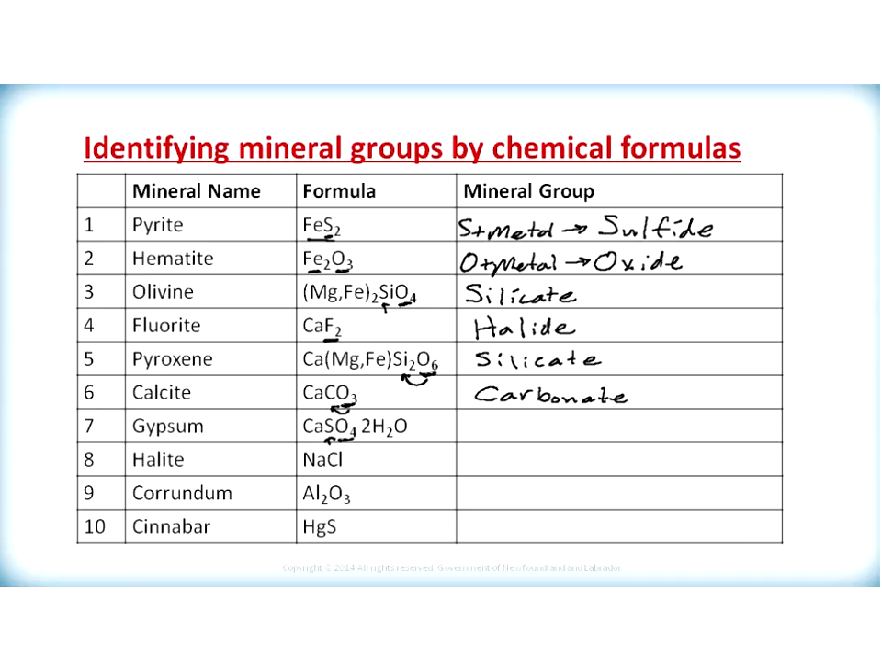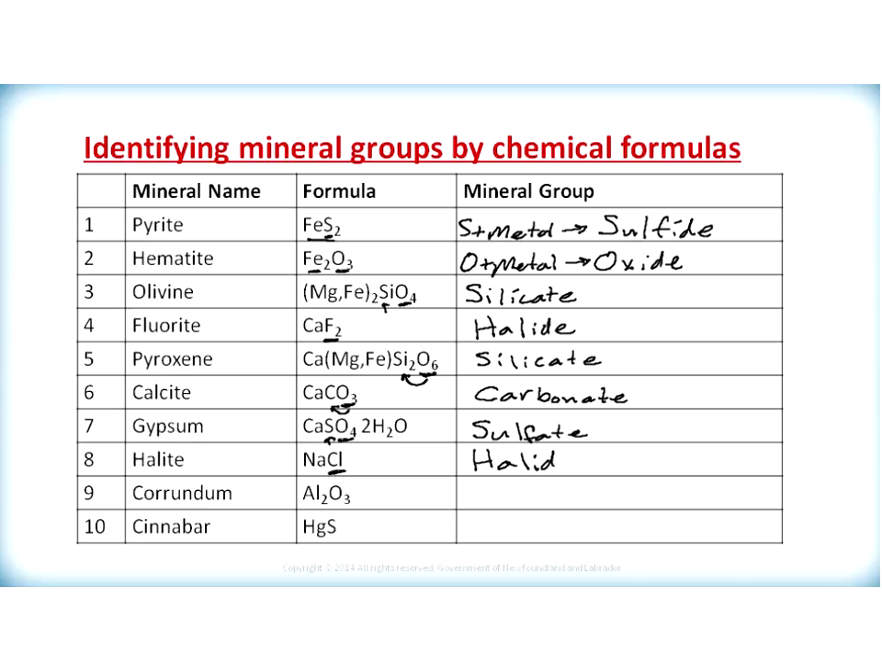Next one, gypsum, number 7. We do have an oxygen group in the chemical formula for gypsum. Directly in front of the oxygen, we see sulfur. So sulfur plus oxygen will be classified in the sulfate mineral group.